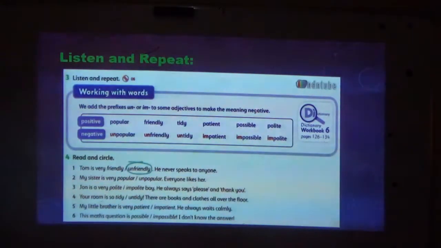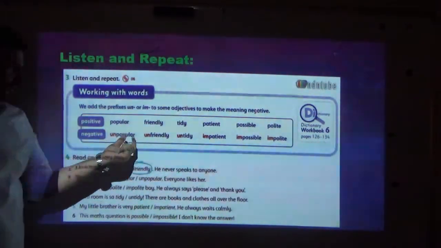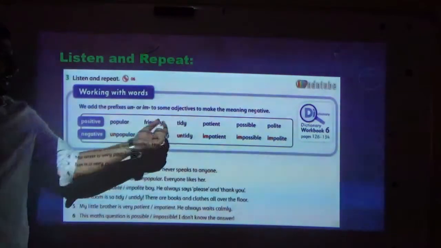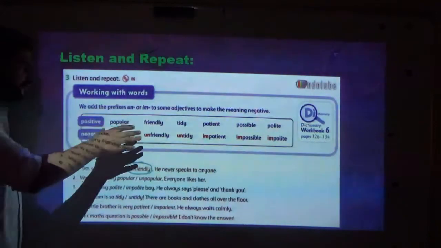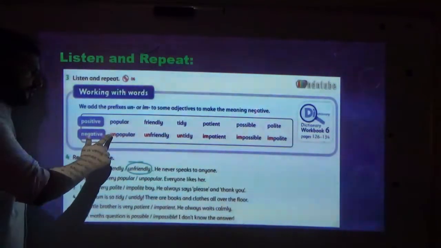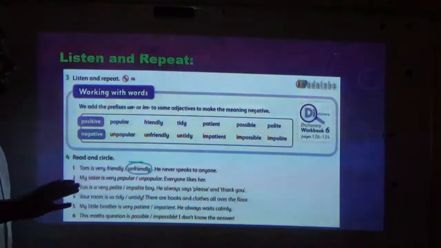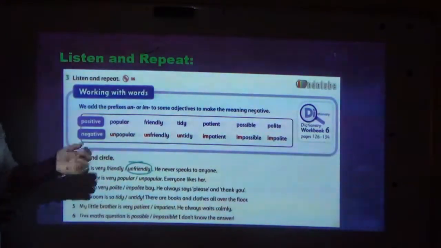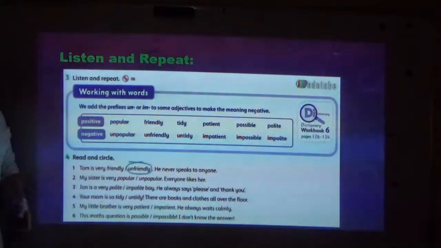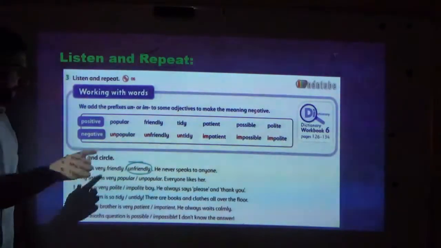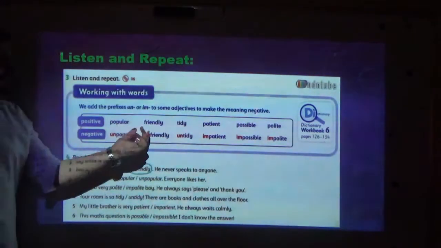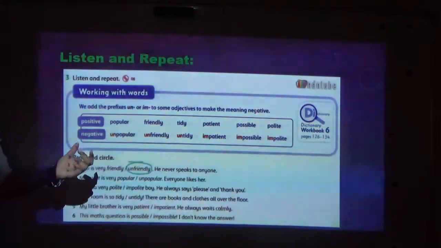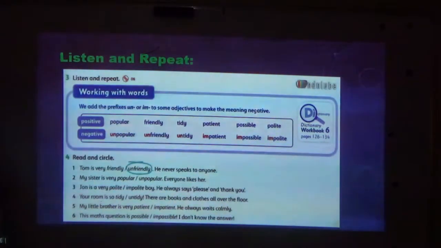Okay, so before we move on, we have un and im, and we have some other prefixes, but we focus only on these two. Un and im are used to give the opposite meaning of the adjective. So popular means loved and liked by most of the people, but unpopular is the opposite. Friendly is someone who is good and kind to others, but unfriendly is the opposite, and so on. So let's move on to the related exercise.